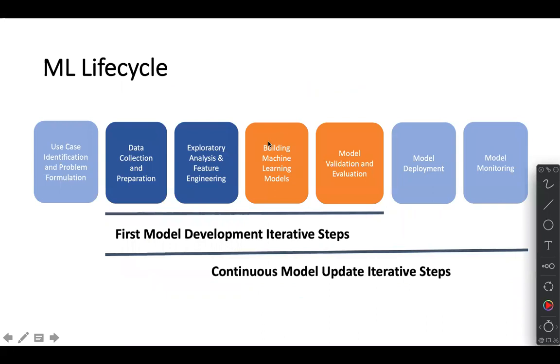So we have already focused on these two parts, and some of the problem formulation also, which will keep coming back again and again. Today and the next few sessions, we will keep focusing on these two. We will look at how to build machine learning models, and how to validate and evaluate models. The other two modules we will keep for future sessions.